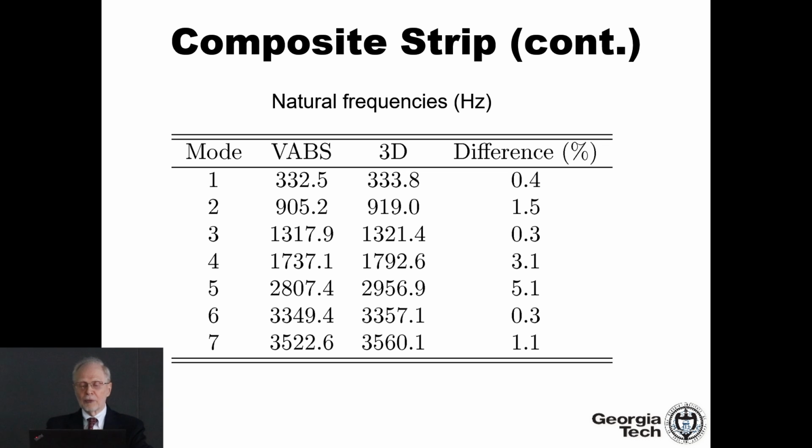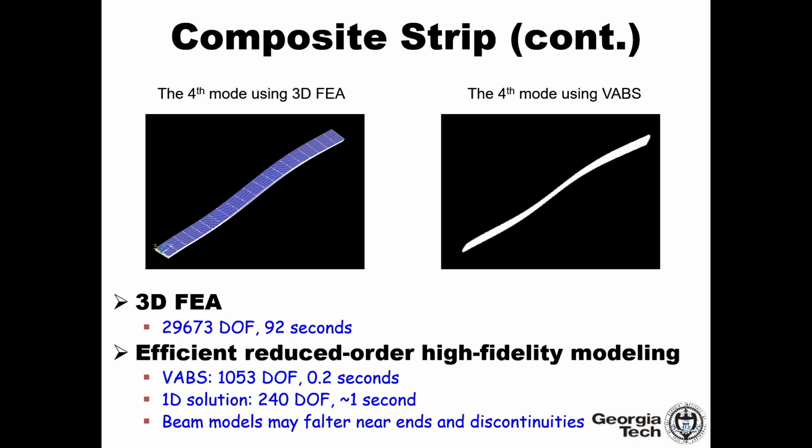You can see there's very little difference in the two. And the mode shapes, aside from the fact that these are slightly different views, the mode shapes are essentially identical. What's not identical is the efficiency. The 3D finite element program required 92 seconds to run, and it needed 30,000 degrees of freedom. Our reduced order approach took 1,000 degrees of freedom for VABS, gave us a 1D solution in 1 second and a VABS solution in 0.2 seconds, and we get essentially the same answers.